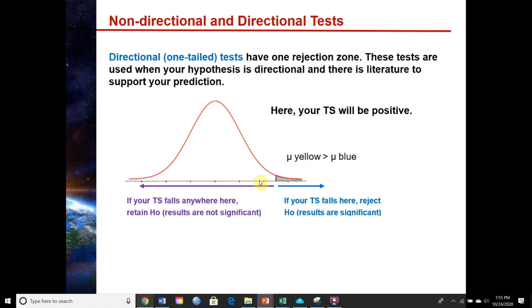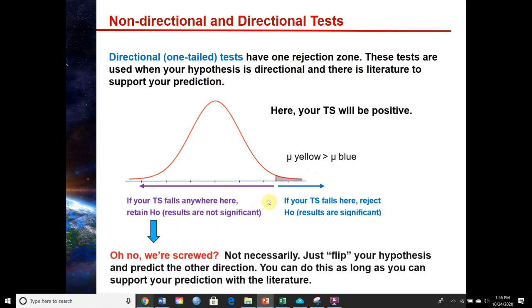However, if your TS is not in this rejection zone, that means your TS must be somewhere here, right? And here's the thing. It could be way out here, but it's in the wrong tail, right? The means are opposite to what you predicted. And you could be way, way, way out here, and you're like, man, that's got to be significant. Well, it's not, because you only defined one tail. All right. So you might think, okay, great, I'm screwed.